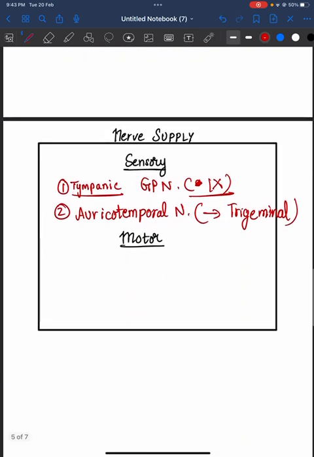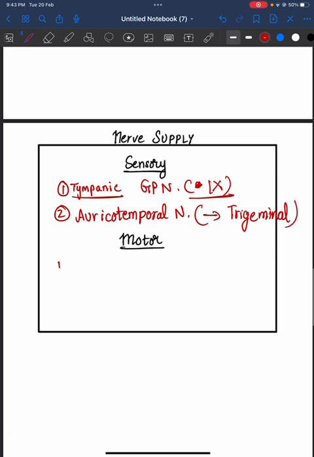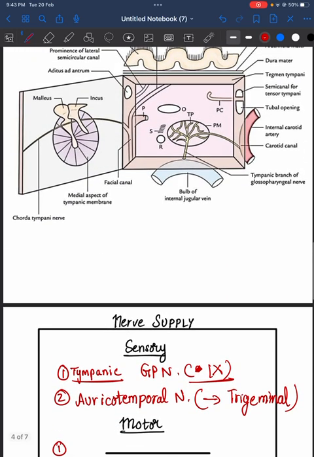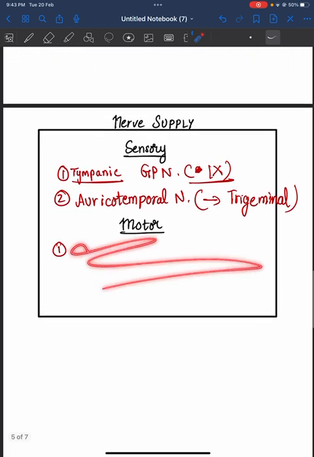Now, what will be the motor supply? There is the stapedius muscle, and there is also the tensor tympani muscle. For the tensor tympani muscle, the nerve supply comes from the trigeminal nerve itself. So under motor supply, you'll be writing the trigeminal nerve only for the tensor tympani muscle, and for the stapedius muscle, it would be the facial nerve. A branch of the facial nerve will be supplying the stapedius muscle. Just write it down over here. I'm not wasting the time.